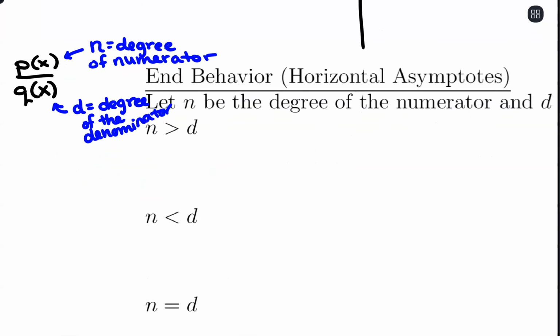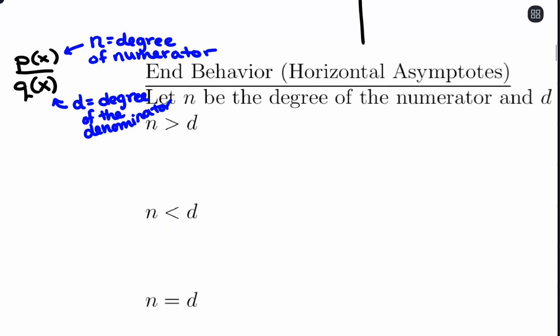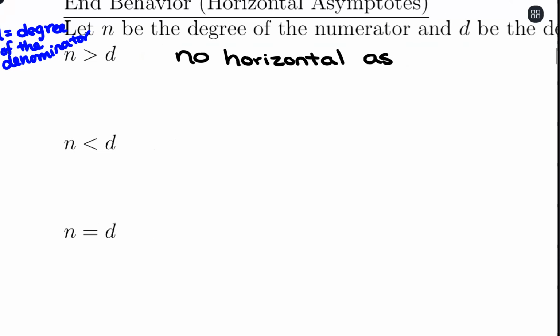So when we do a comparison, there's three scenarios. Either the degree of the numerator is larger than the denominator, or the degree of the numerator is smaller than the degree of the denominator, or they're the same. And for each of those three scenarios, there's going to be a different behavior for the horizontal asymptote. So let's go through these three cases. If the degree of the numerator is larger than the degree of the denominator, for our purposes, we're saying there's no horizontal asymptote. That is true. No horizontal asymptote.